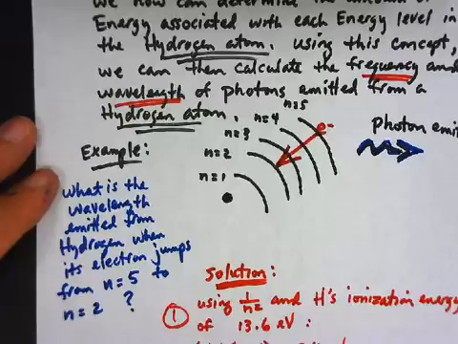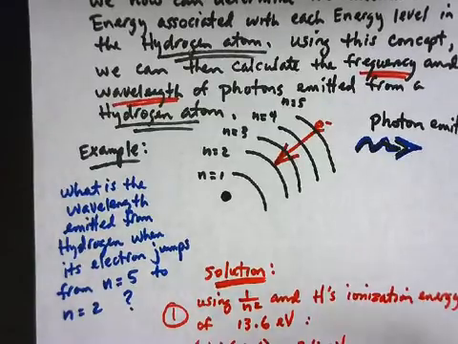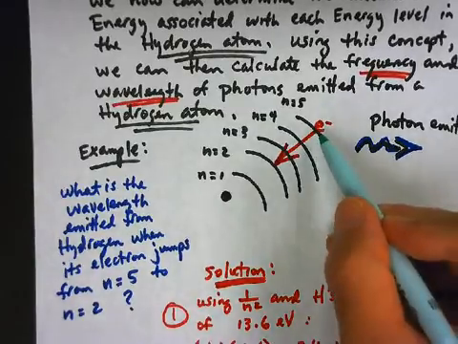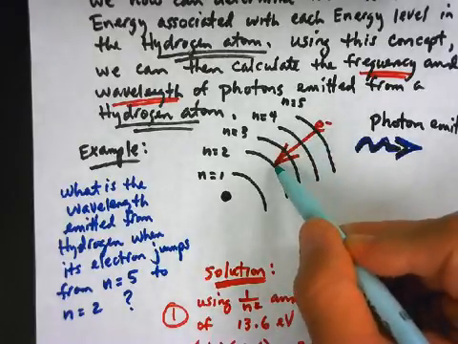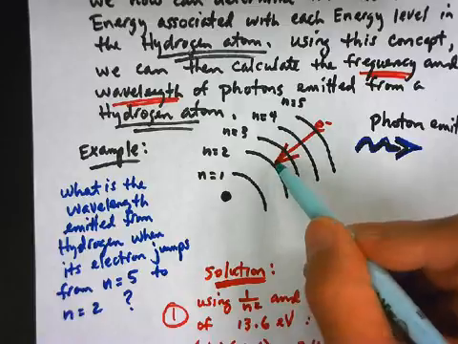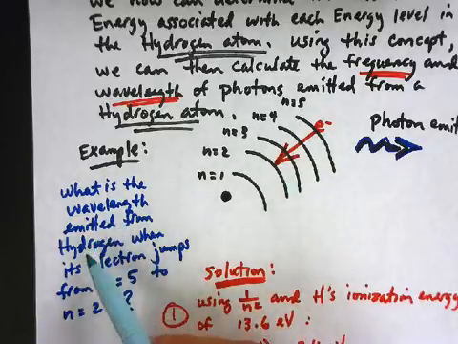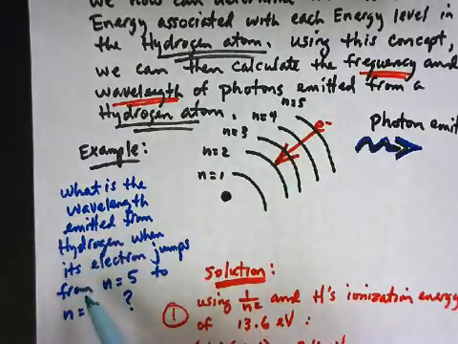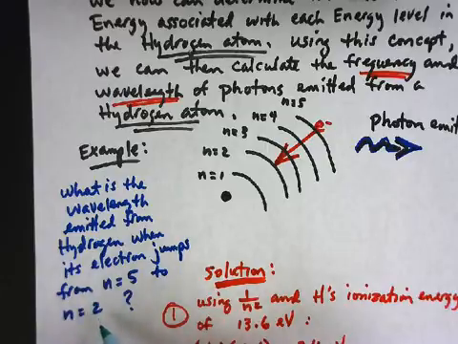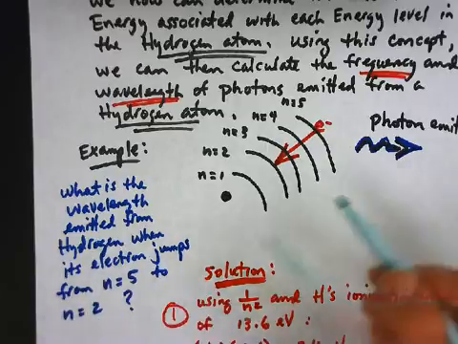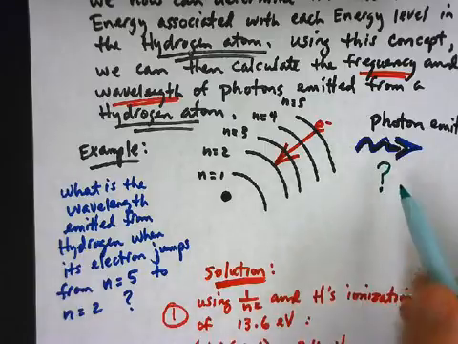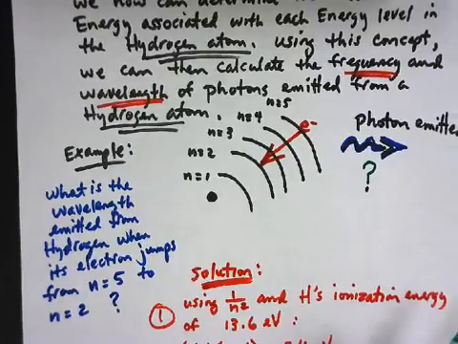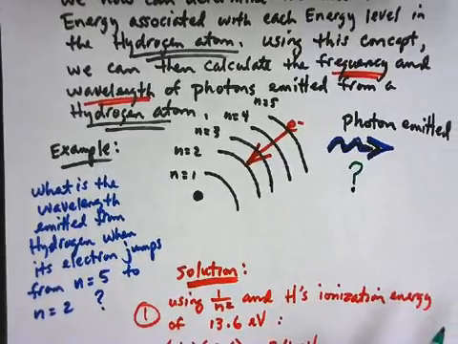Okay, let's say that we have an electron in the hydrogen atom that's at n equals 5, and let's say it jumps down to level 2, n equals 2. What is the wavelength emitted from hydrogen when its electron jumps from n equals 5 to n equals 2? We're wondering, what is the wavelength of this photon that's emitted? Okay, so let's take a look at the solution.